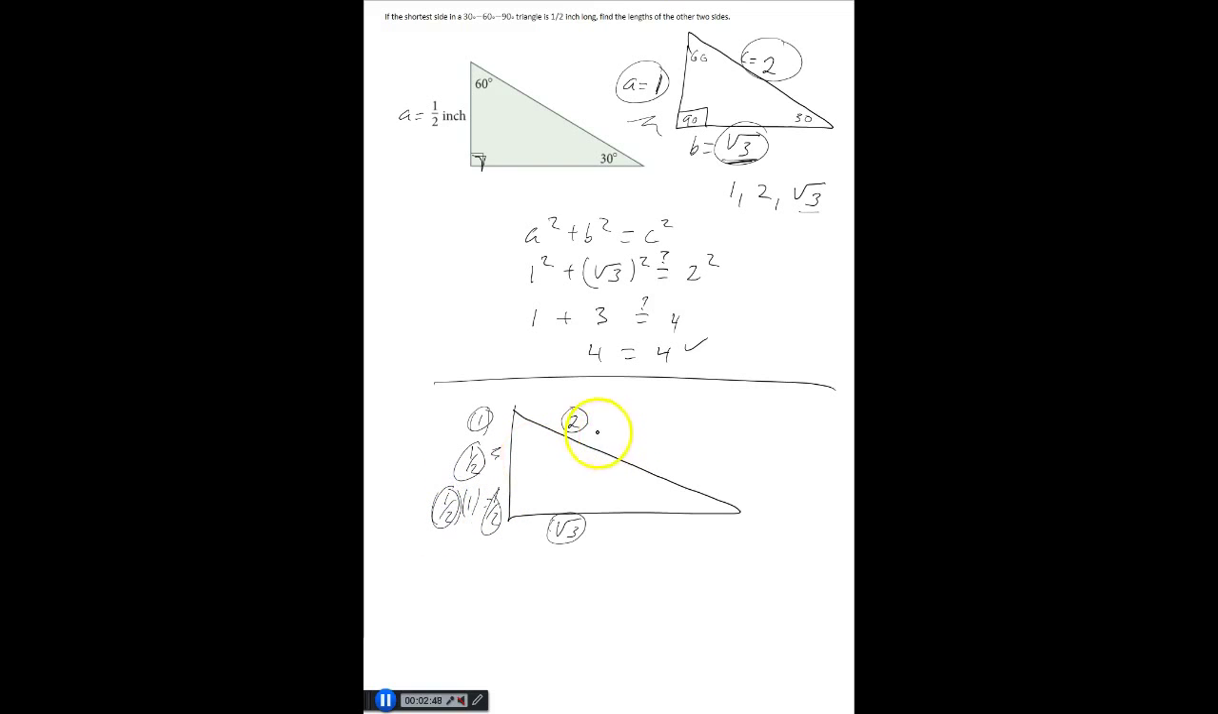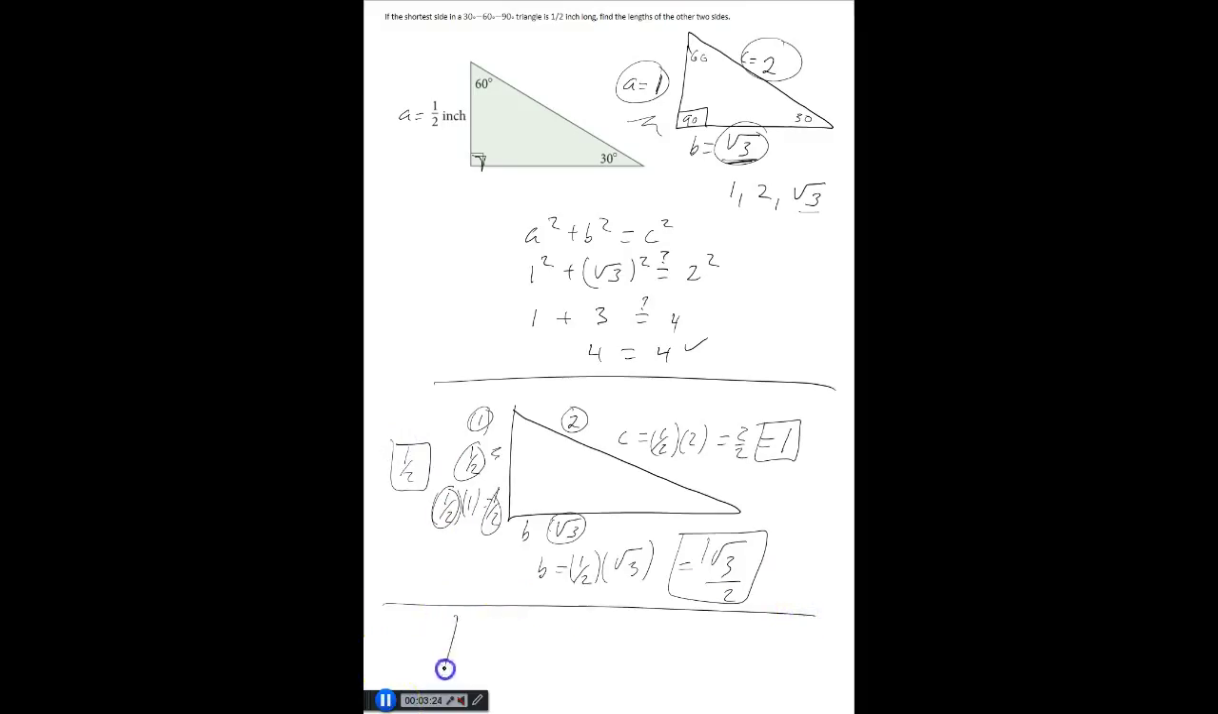So this side over here, the hypotenuse, or our C side, is going to be 1/2 times 2, which is 2 over 2, which is equal to 1. So our hypotenuse is 1, and then our medium side, which we've been calling our B side, is going to equal 1/2 times the square root of 3, which is square root of 3 over 2. So there's our value for the other side, and the shorter side is already 1/2, that was given.